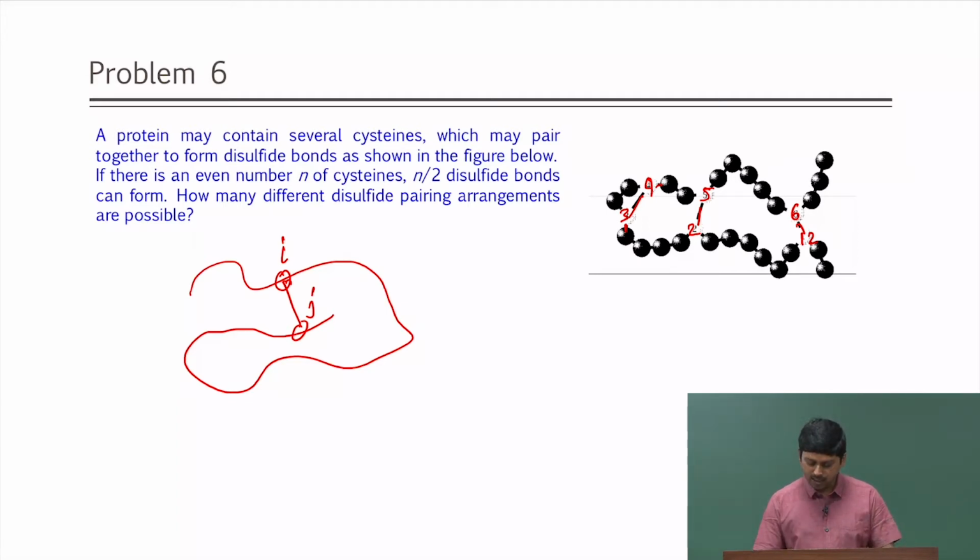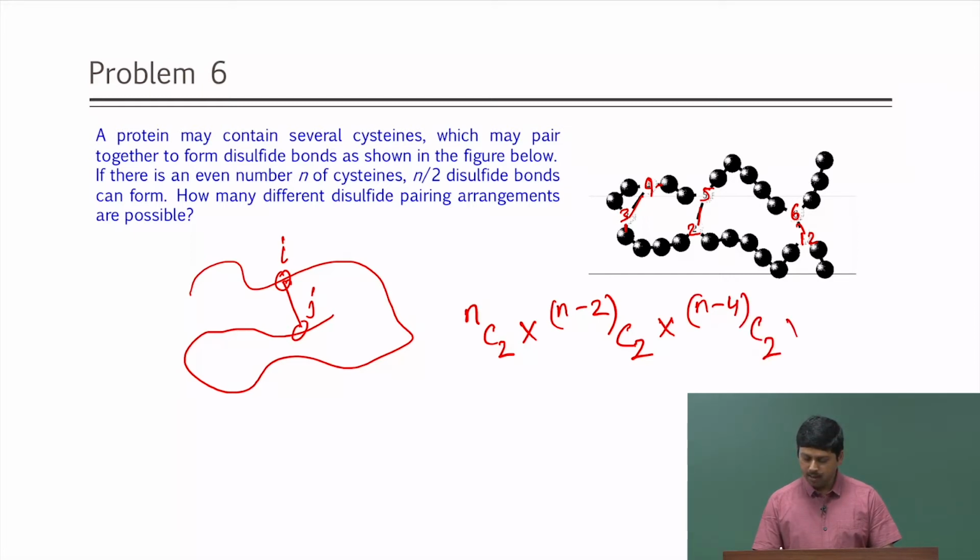So, how we can think about that is that out of the n cysteine, we can take any 2 cysteine groups to form a bond in nC2 number of ways. That will leave us with n minus 2 cysteine residues. Again we can take 2 out of them to form a bond, that will leave us with n minus 4 cysteine. Again we can take 2, and like that we can continue, and then the last 2 will form the bond in 2C2 ways, that means a unique way. So, that will be the number of possible arrangements.